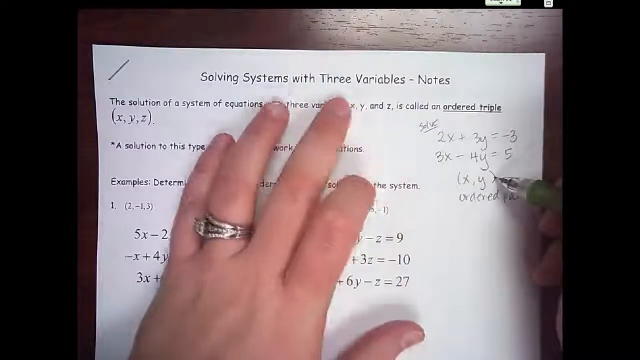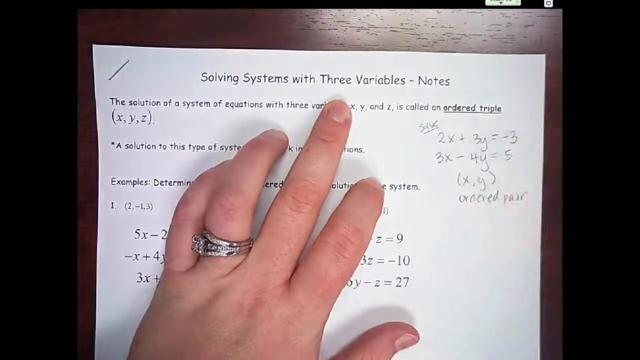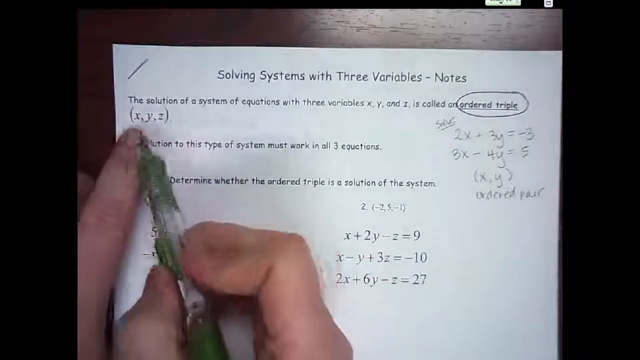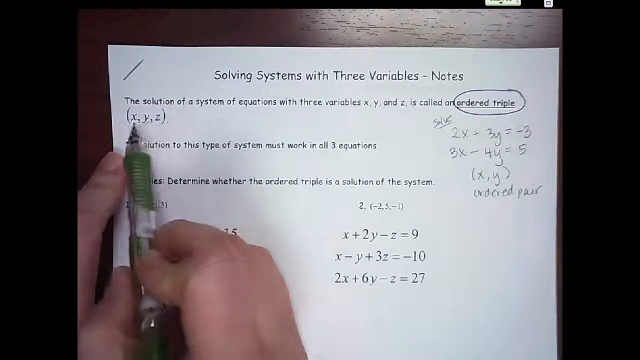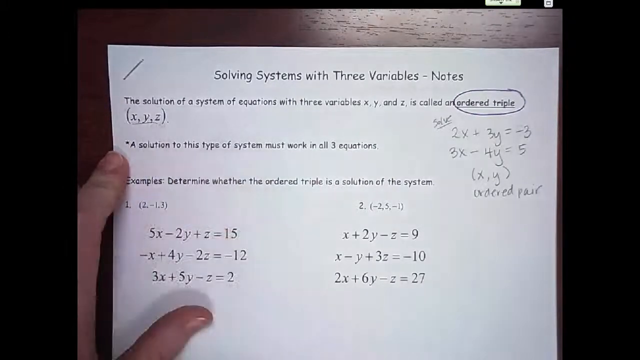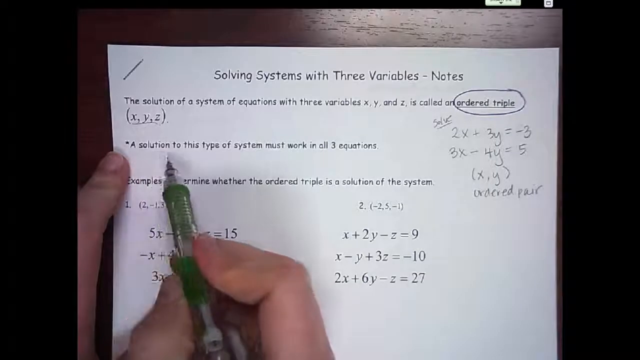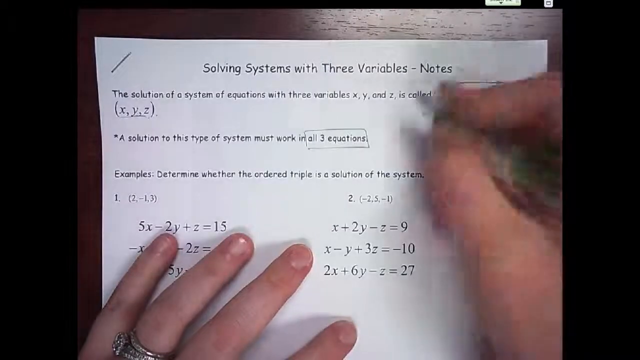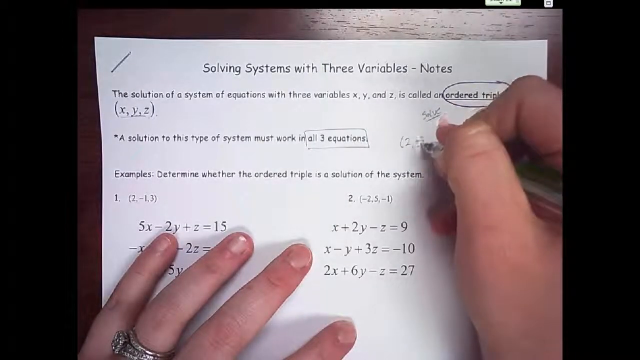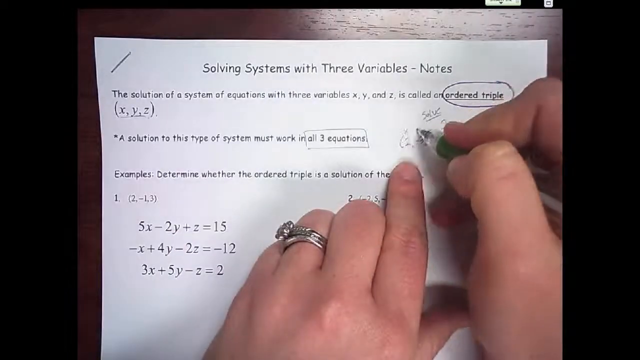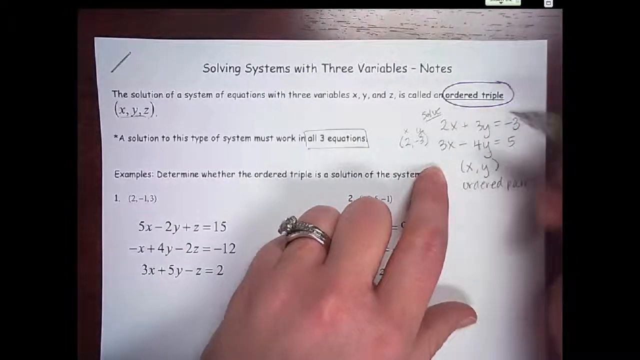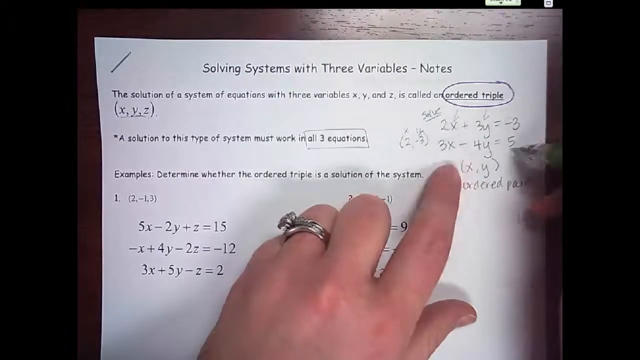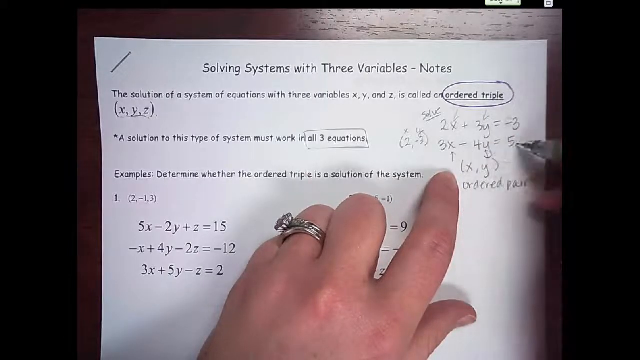Now, we're going to do 3 variables, which means instead of an ordered pair, I have an ordered triple. So I'm going to add to this x, y, and z. And we want to make sure that that goes in that order, x, y, z. If you have a solution, it has to work in all 3 equations. Just like if I had a solution over here and I said the solution is 2, -3, I have to check this x and this y in both of these equations. So I have to plug in the x here, plug in the y here, see if it works. Then I have to check the other equation.